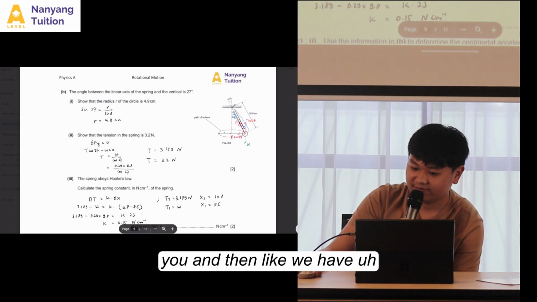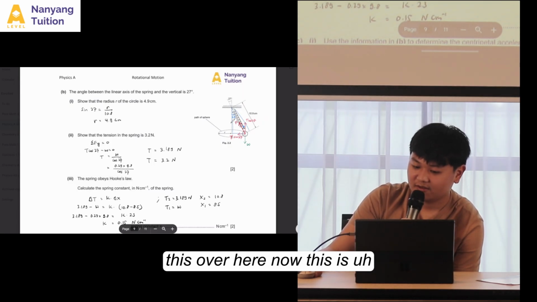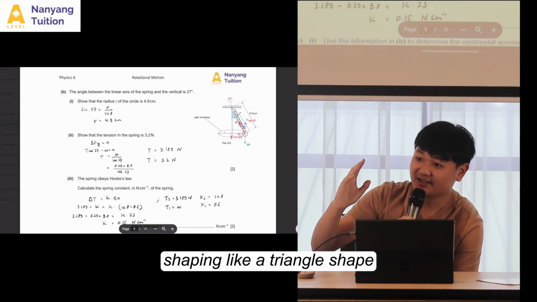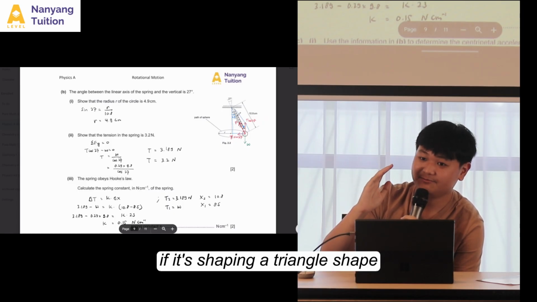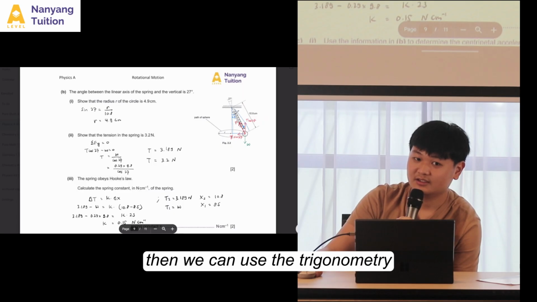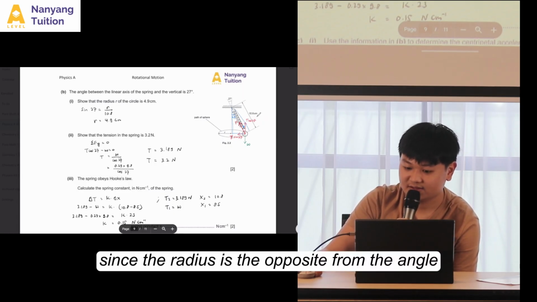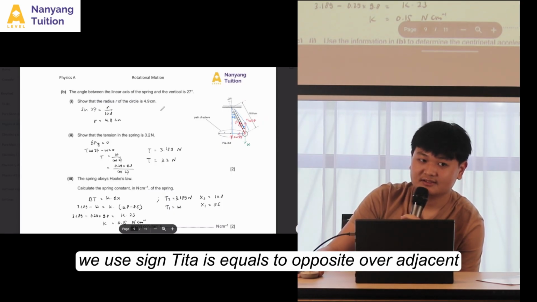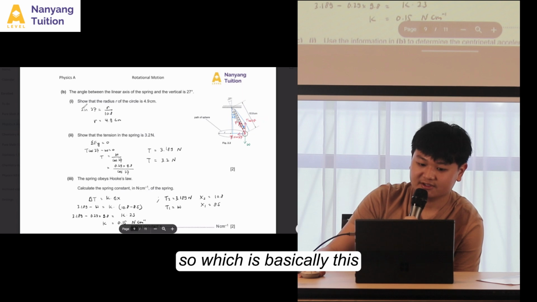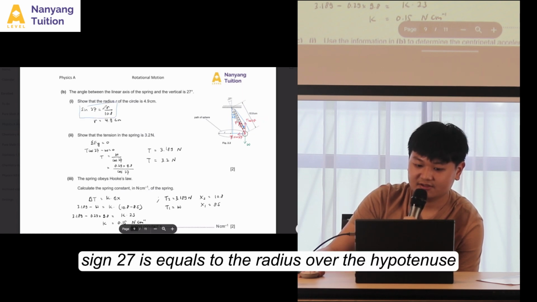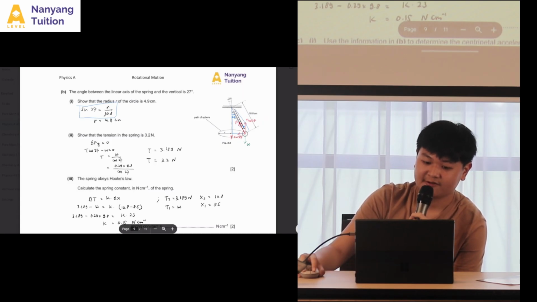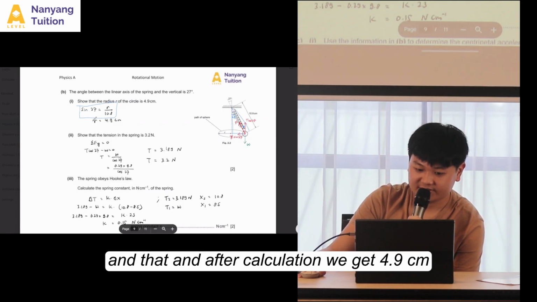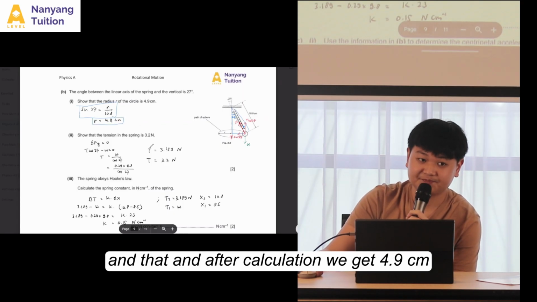And then we have this over here. Now this is kind of shaping like a triangle. If it's shaping a triangle, then we can use trigonometry, sin cos tan, since the radius is the opposite from the angle. We use sine theta equals opposite over hypotenuse, so which is basically this. Sine 27 is equal to the radius over the hypotenuse, which is the length of the spring, and after calculation we get 4.9 centimeters, which is the radius.